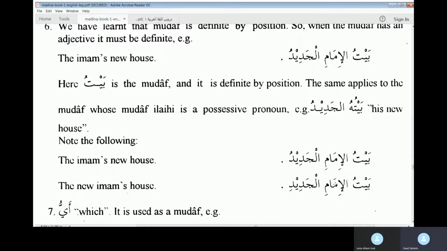Baitul Imami, Mudaf. In the second, Al Jadidi is the new Imam. So that's why it is, Imam is Manut and Jadid is Naat. But in the first sentence, Bait is Manut and Jadid is Naat.